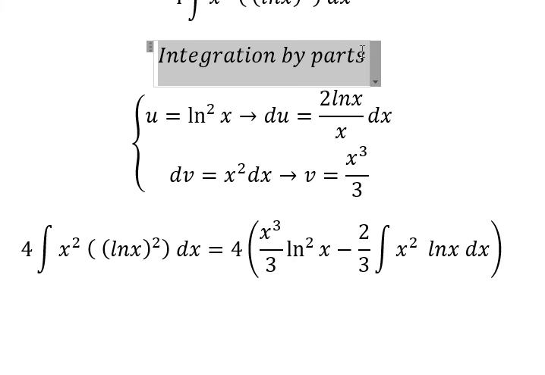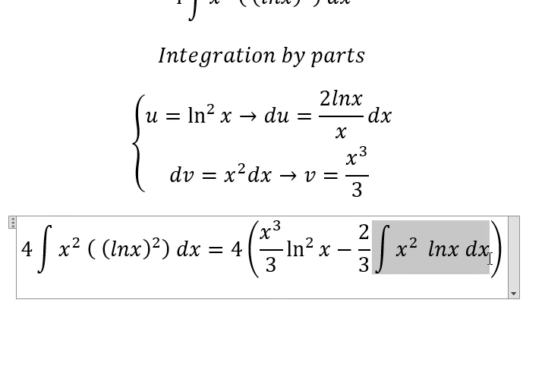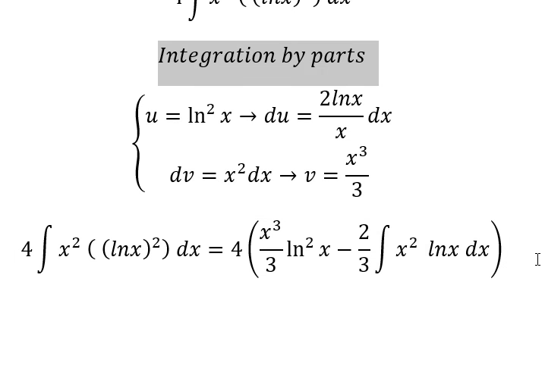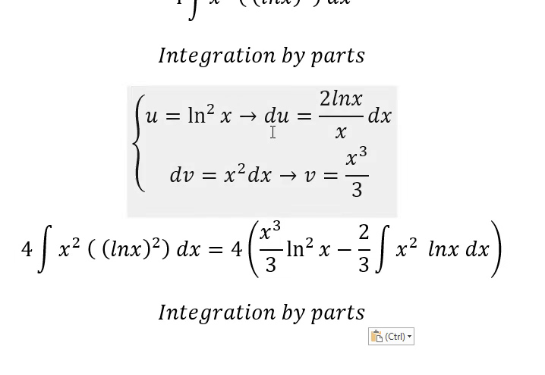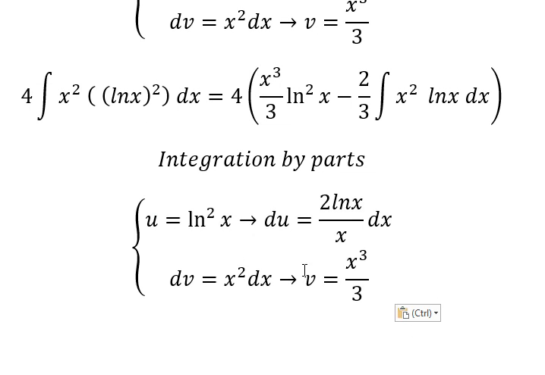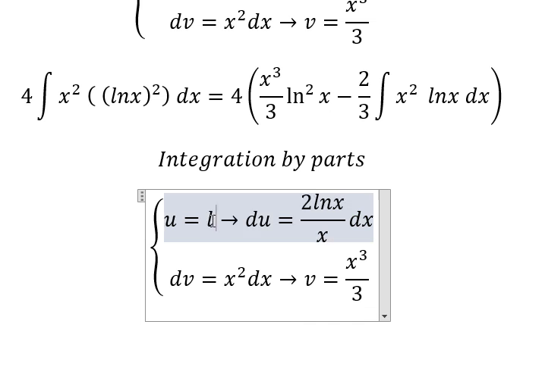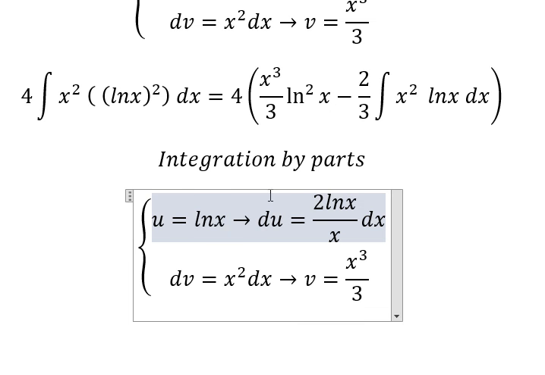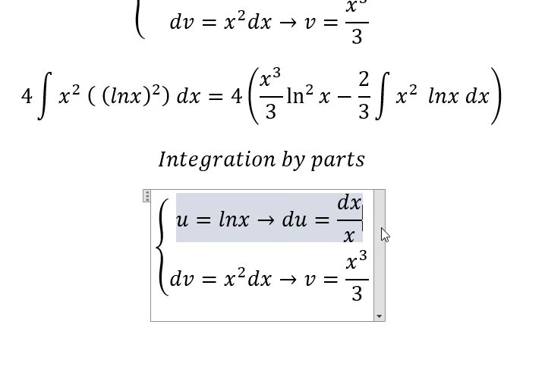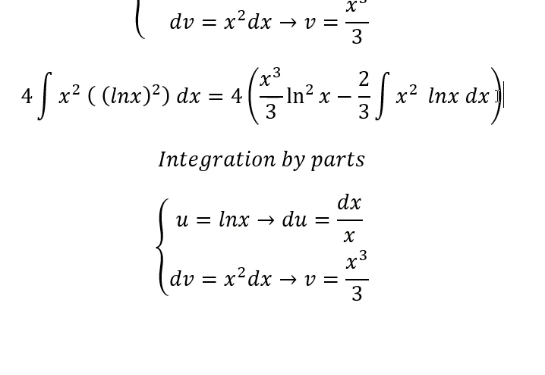Now we continue to use integration by parts for this one. Now this one we have u equals ln s. The first derivative of this one, we have 1 over s. This one is s squared, so we have v equals s to the power of 3 over 3.